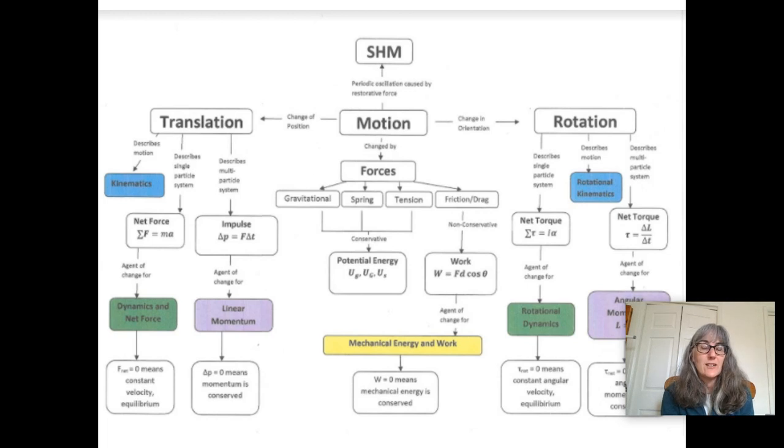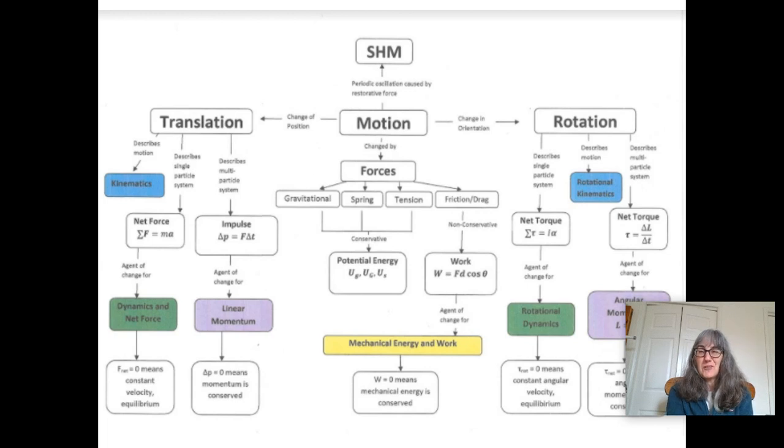We did translation, we did kinematics, so translational motion with kinematics. We've also done dynamics and net force, so those free body diagrams and the sum of the forces equals ma. We did energy, so mechanical energy and work, with everything but a lot of the gravitational energy. We haven't done everything with gravitational forces yet, but we've done spring forces, tension, friction, drag, all that kind of good stuff. And we've also done linear momentum. So we've covered 2/3 of everything that you're seeing on your screen.